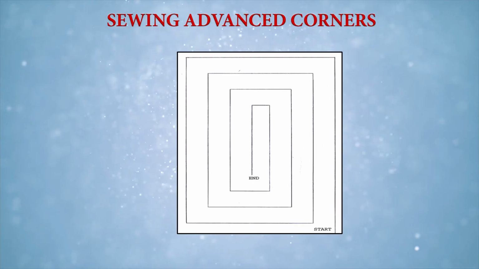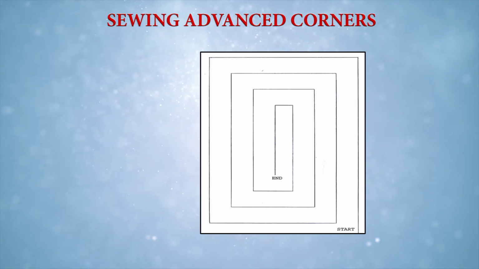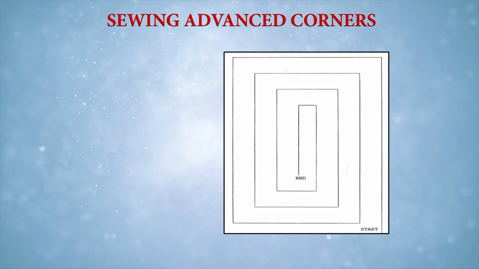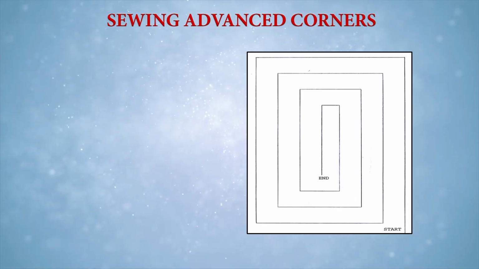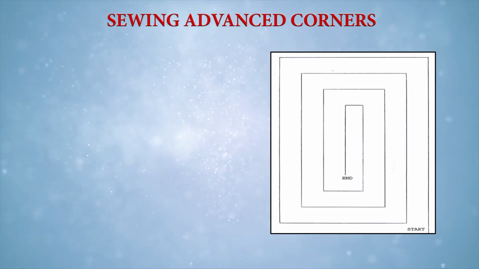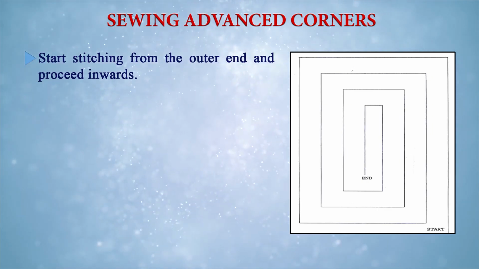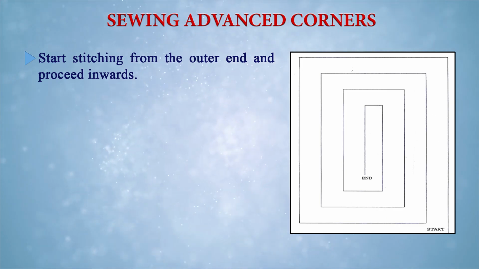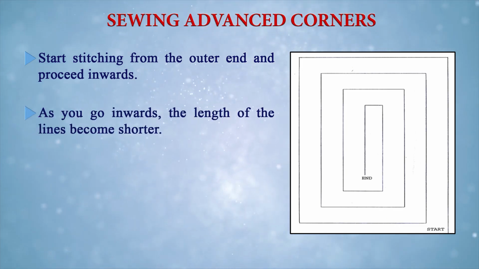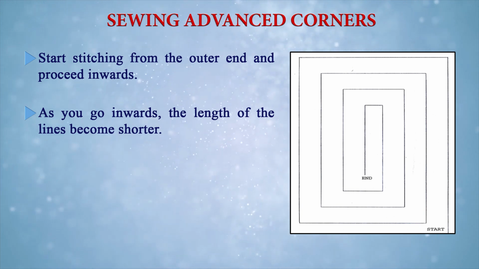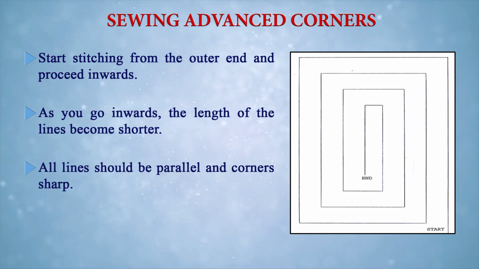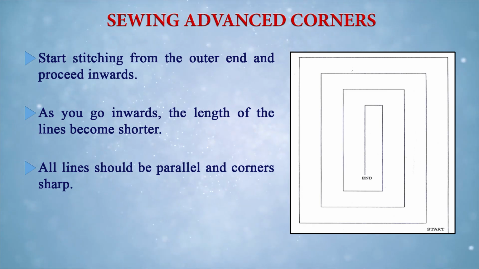Then we practice sewing advanced corners. As you can see in the picture, these are lines we have drawn starting from the middle and ending at the outermost part of the square. We start stitching from the outer end and proceed inwards. As you go inward, the length of the line becomes shorter, and all lines should be parallel and corners sharp.